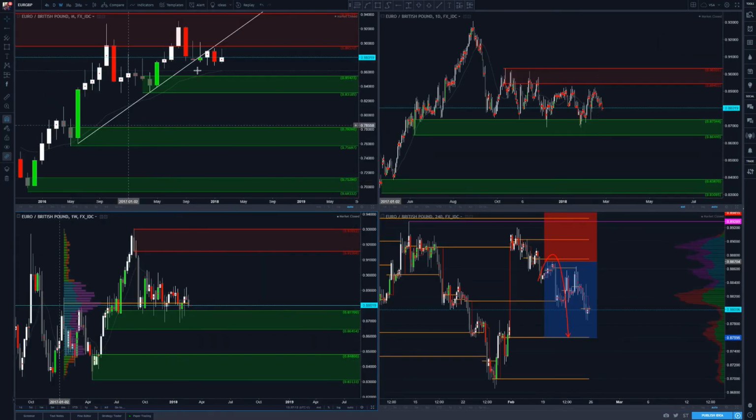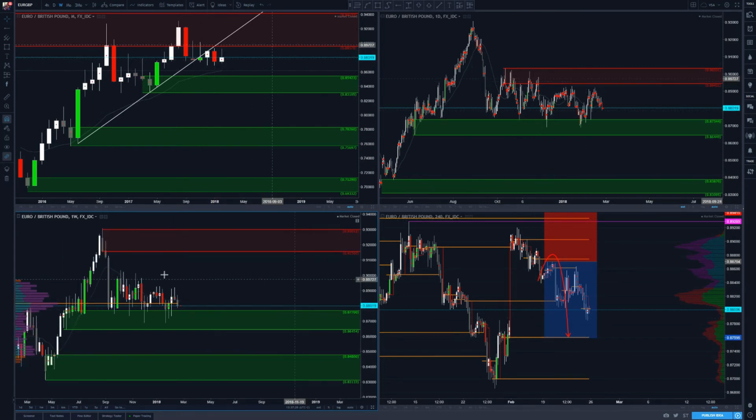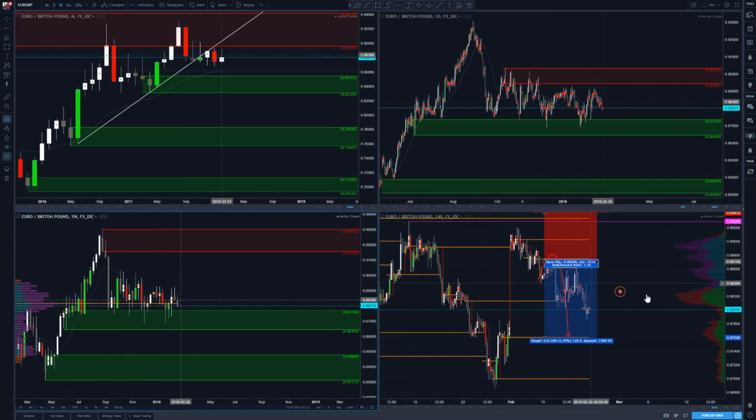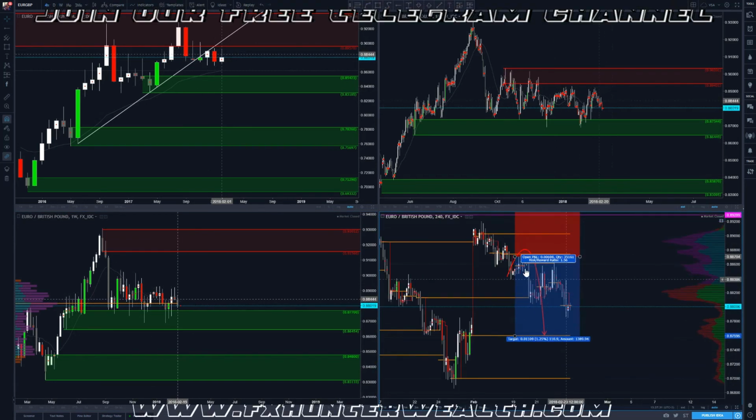Euro pound monthly uptrend, and now we are a couple of months in consolidation. Weekly, this chart is doing nothing, it's just moving up and down. We can see the same thing in the daily, so I don't do anything on this chart. Actually, I have only one short.